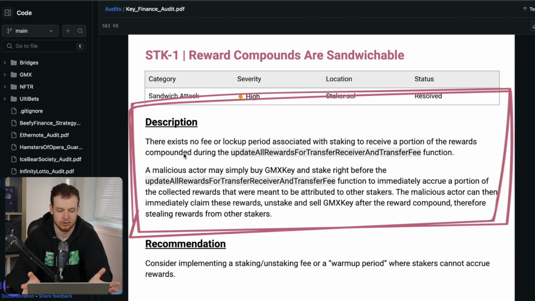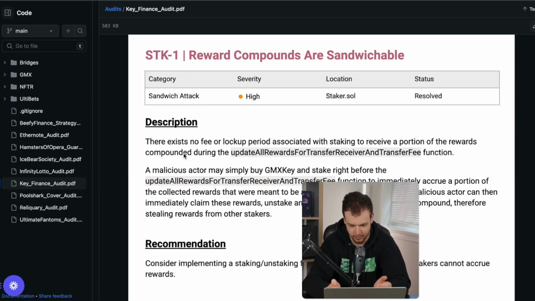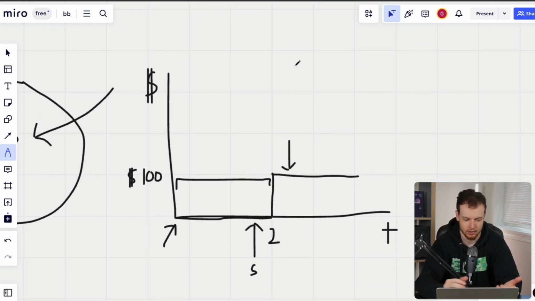A malicious actor may simply buy GMX key and stake right before the really long name function to immediately accrue a portion of the collected rewards that were meant to be attributed to other stakers. The malicious actor can then immediately claim these rewards, unstake, and sell GMX key after the reward compound, therefore stealing rewards from other stakers. And so this is exactly what we've described here.